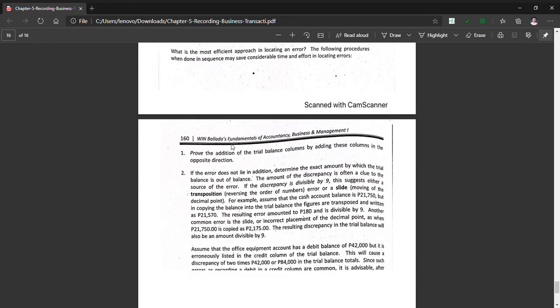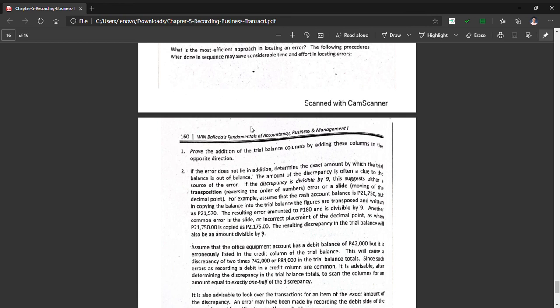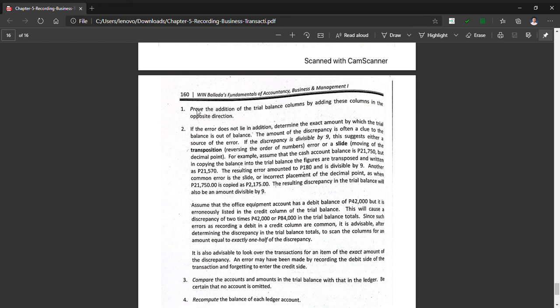So, in locating errors, we have the steps in locating them. First, prove the addition of trial balance columns by adding these columns in the opposite direction. Or basically, just check if we really added correctly. If the error does not lie in addition, determine the exact amount by which the trial balance is out of balance. Just look at what their difference is. The amount of difference is often a clue to the source of the error.